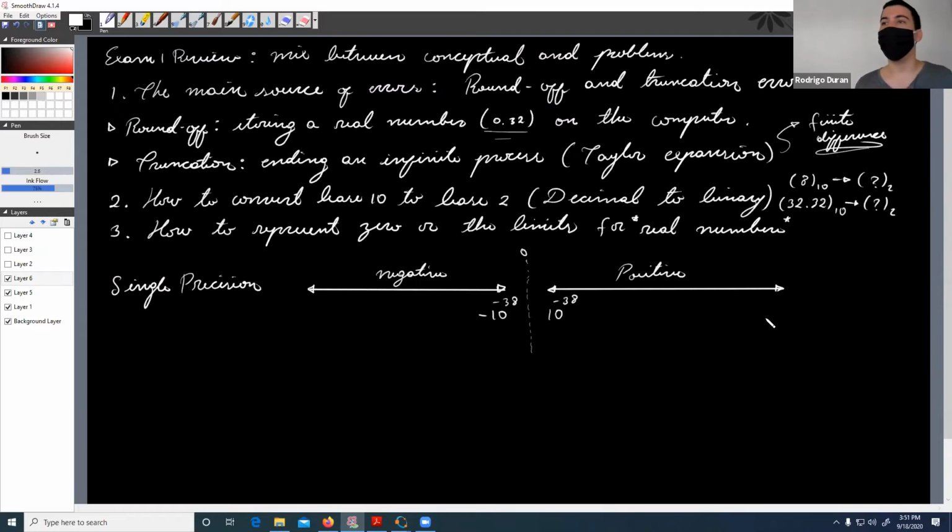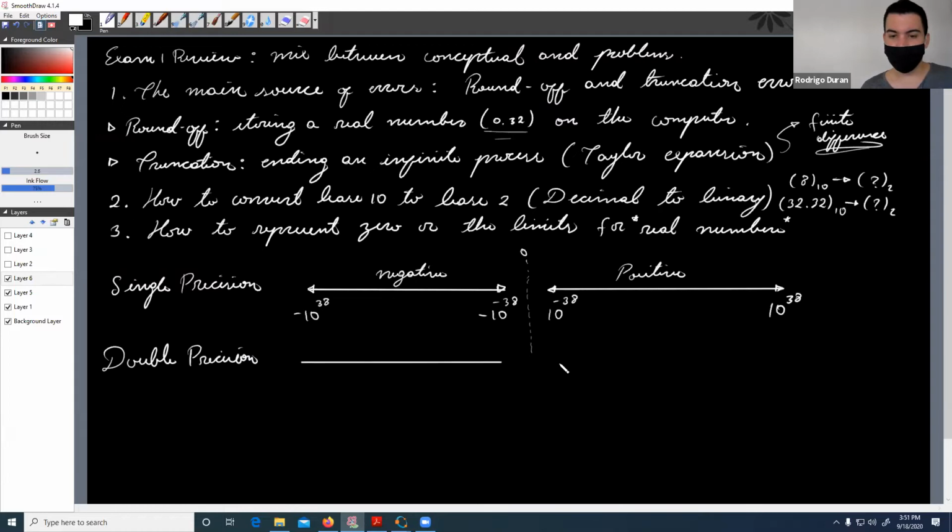If you wanted to pick the largest positive value in single precision that you're allowed to use on the computer, that will be 10 to the 38. And the largest negative value in single precision is negative 10 to the 38. So this is in single precision. Now in double precision, and you might be wondering which one they're going to ask you, I'm covering both because I really don't know which one they're going to ask you. They could ask you in single precision or in double precision.